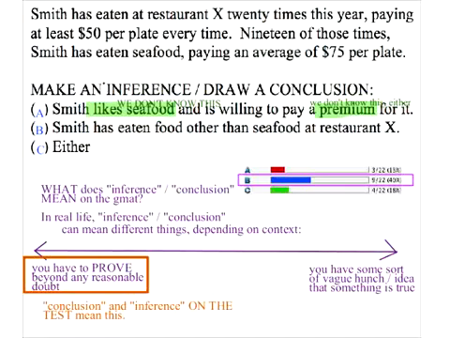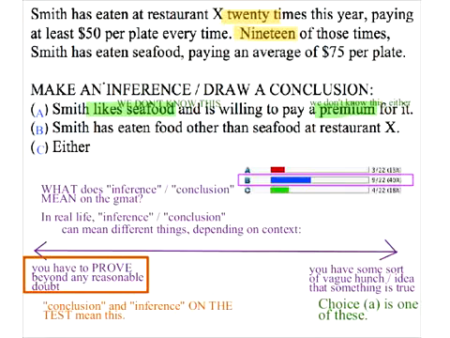Choice A is one of these. So what's difficult about these for a lot of people is that they're not making this specific enough in their head. Like, what does the conclusion mean on this test? So you're looking for the left-hand side of the spectrum. Choice B is the left-hand side of the spectrum, because notice that Smith has eaten at this restaurant 20 times, and 19 of those were seafood.